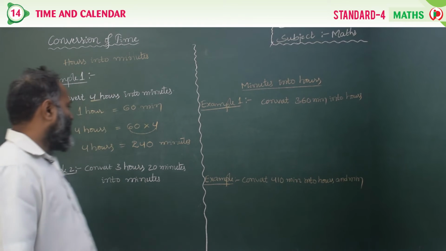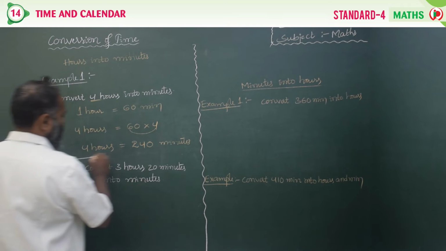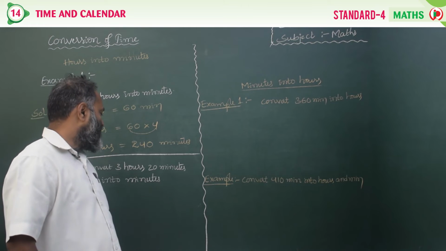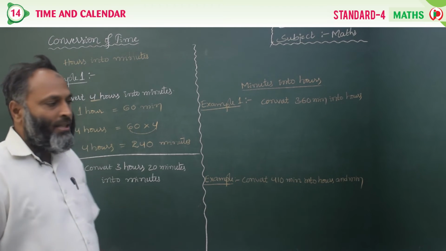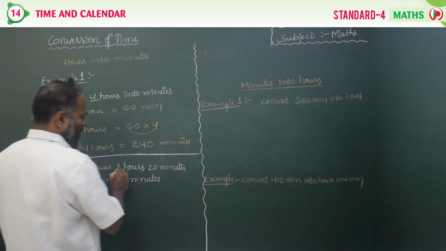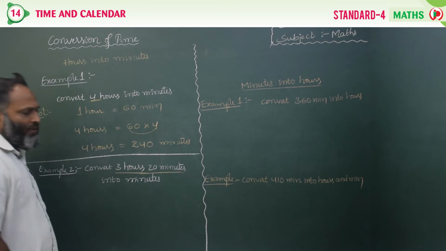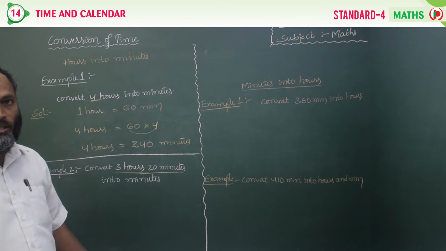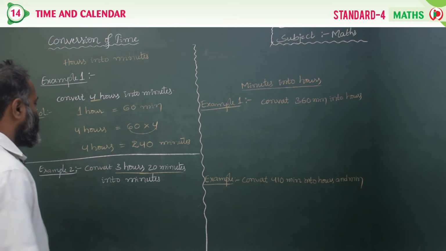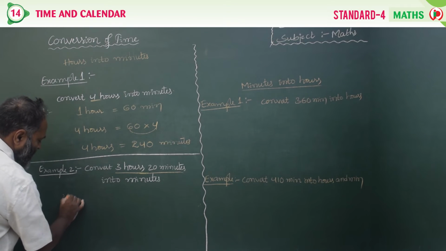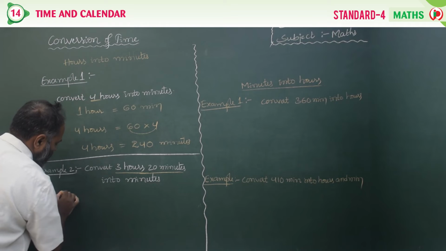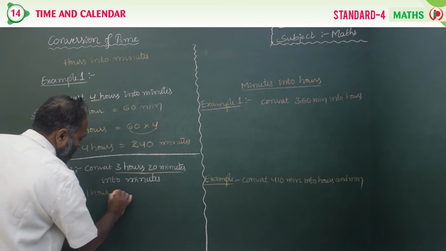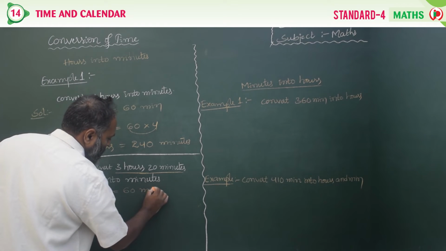Now the second concept, in example: convert hours and minutes into minutes. Hours are given and minutes are given. Here, 3 hours and 20 minutes are given. First we should convert the 3 hours. We know 1 hour is 60 minutes. In 1 hour we have 60 minutes.